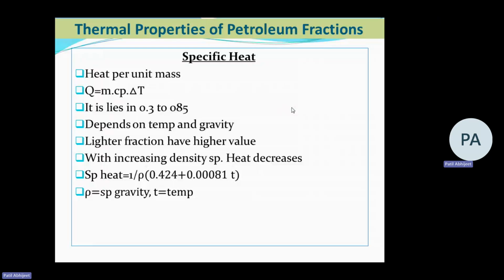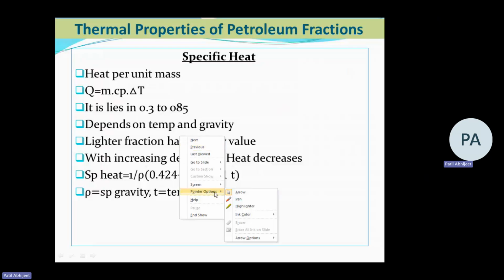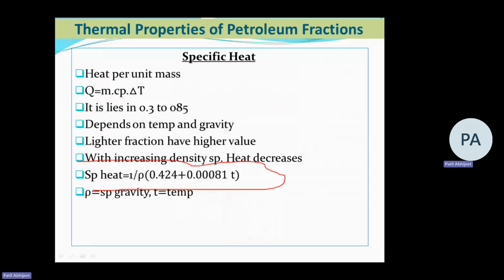Lighter fractions have higher values, but it depends upon the temperature, especially on the boiling point. It depends on the API gravity of that fraction, and whether the fraction has a paraffinic base, a naphthenic base, or an intermediate base. This is the simplest formula to calculate it: specific heat is equal to 1 upon the square root of rho, times (0.424 plus 0.00081 times T).